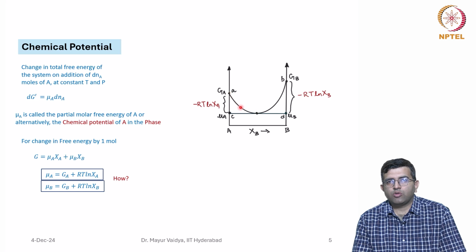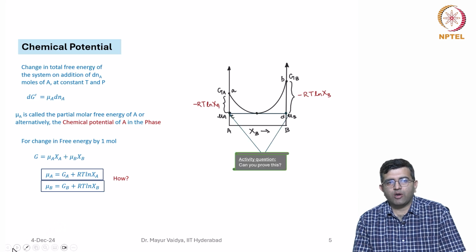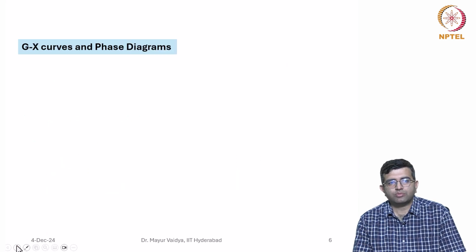Wherever you draw a tangent to the free energy curve, remember it is the free energy, not the change in free energy, when the tangent intersects the A axis, that point gives the chemical potential of A in this particular phase for which you have drawn the free energy. Similarly, wherever it intersects the B axis, it gives the chemical potential of B in this particular phase. This graphical proof is something interesting you can try out for yourself.